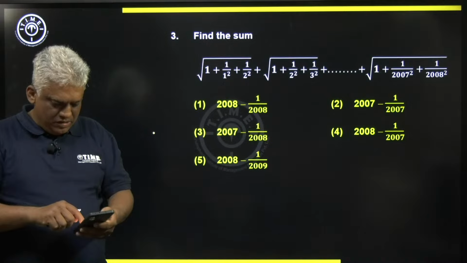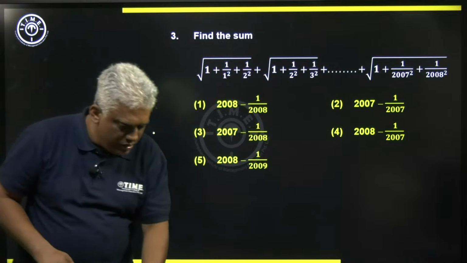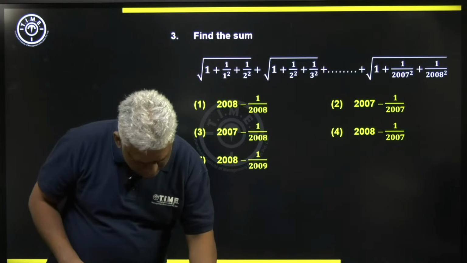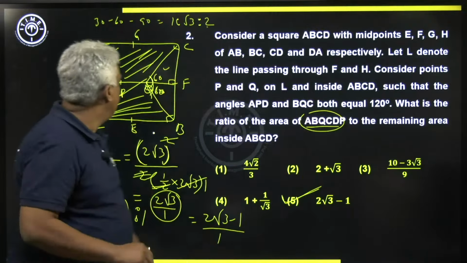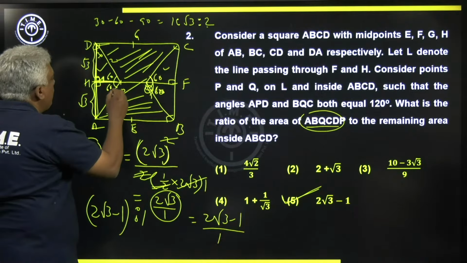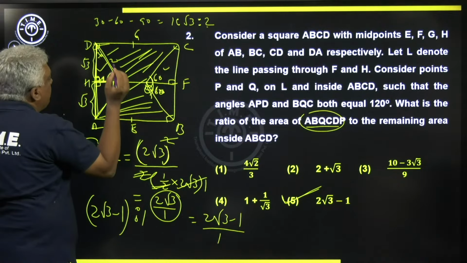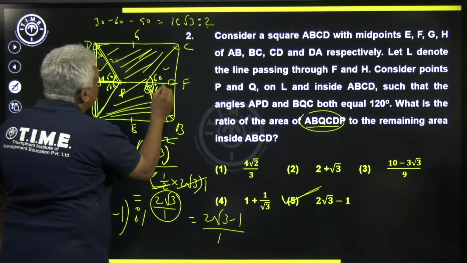Explain the point such that angle APD and BQC are both 120. Explain this point again. Okay. See, Priyanshu, this APD was given as 120 degrees, right? 120, right? And this line was passing through the midpoints.